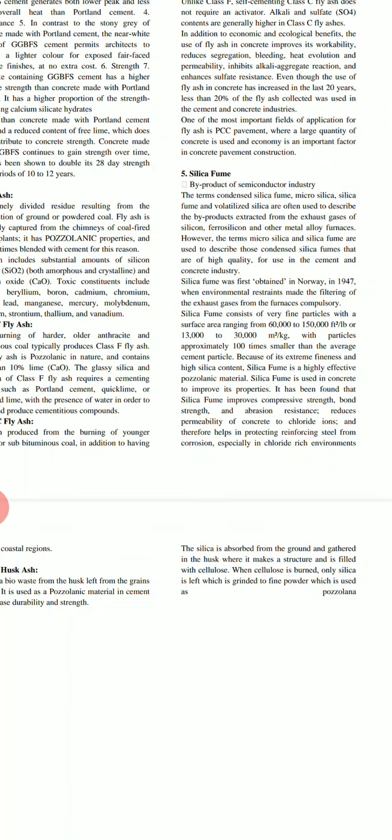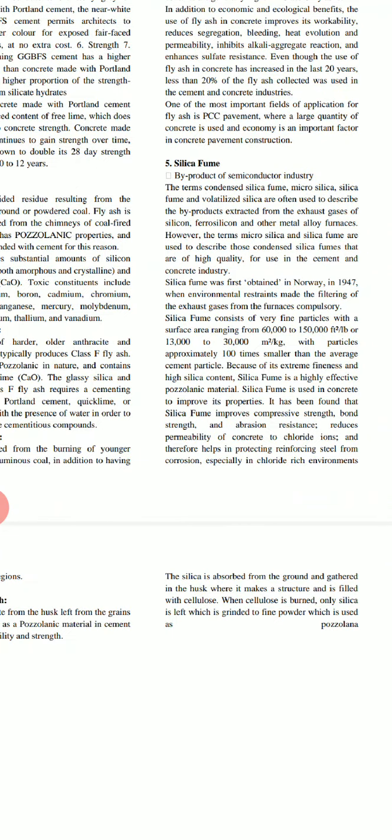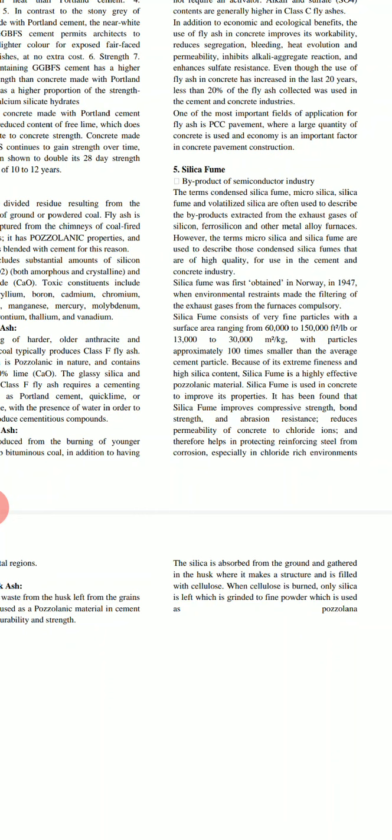Next, we'll see another type of mineral admixture: silica fume. This is a byproduct of the semiconductor industry. The terms condensed silica fume, microsilica, silica fume and volatile silica are often used to describe the byproduct extracted from exhaust gases of silicon, ferrosilicon and other metal alloy furnaces.